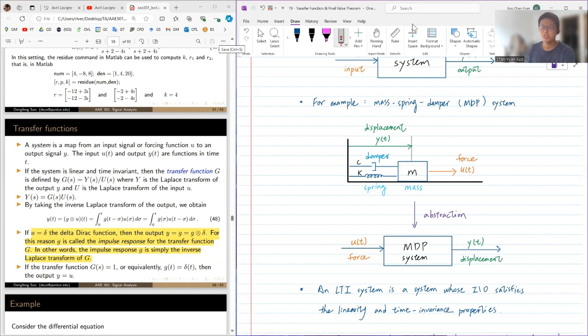Now, the input to the system is the horizontal force exerting on the mass, denoted as u of t, and the output of the system is the horizontal displacement of the mass brick from the wall, denoted as y of t. Here, I've drawn a block diagram to serve as an abstraction of the system.